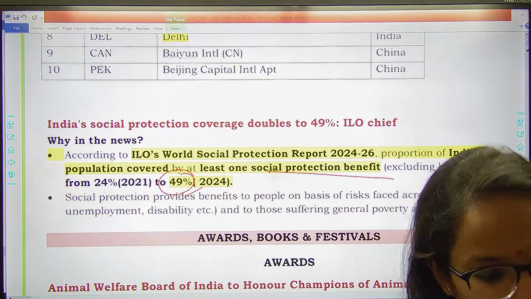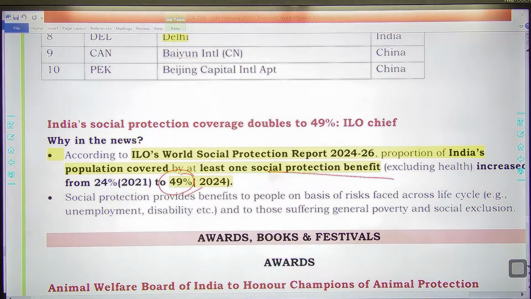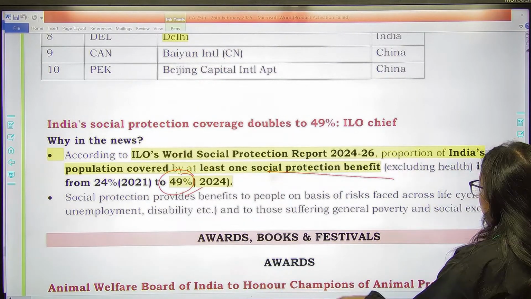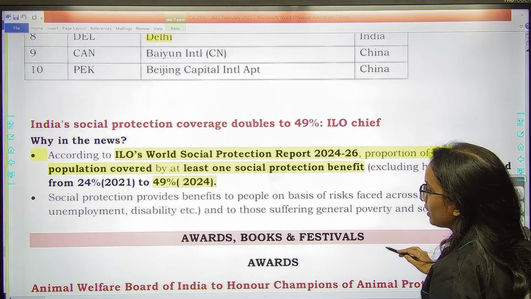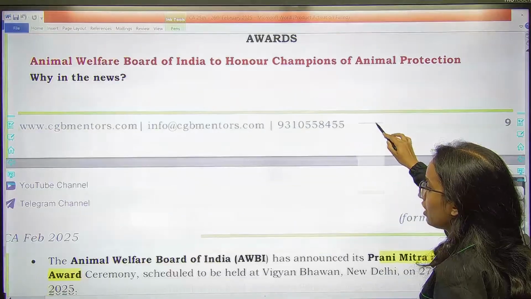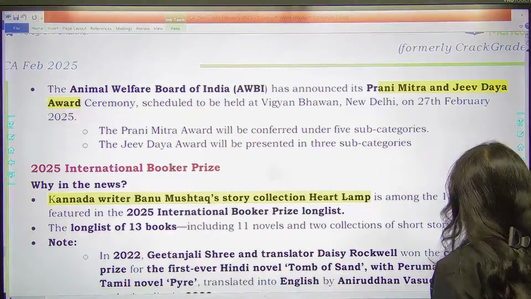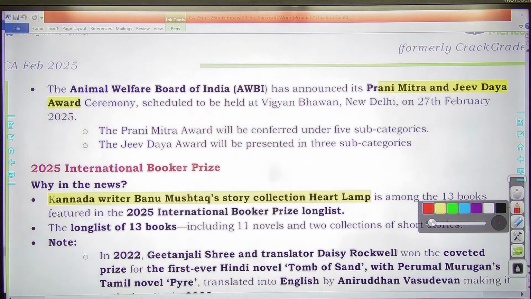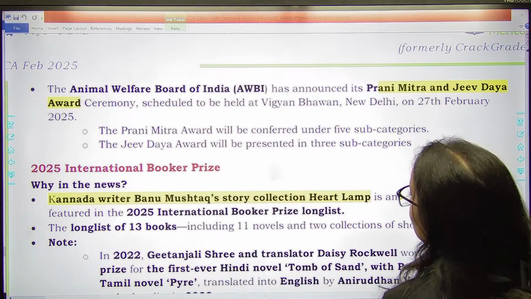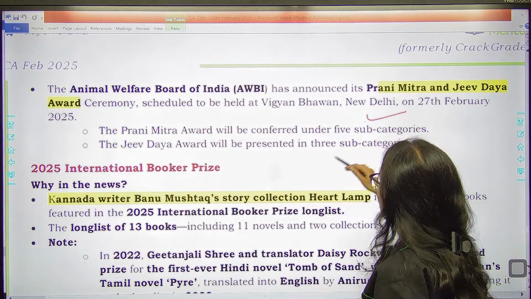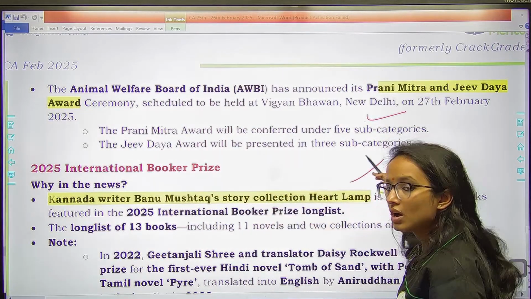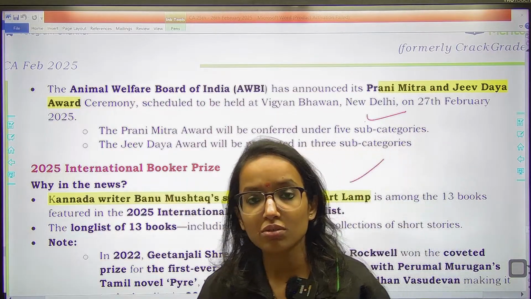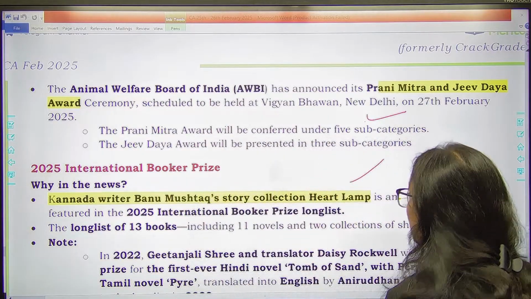So proportion of population covered by at least one of any social protection benefit has increased to 49% in 2024. Awards में you have Animal Welfare Board of India has announced its Prani Mitra and Jeev Daya Award ceremony. Okay, scheduled to be held in Vigyan Bhavan. They will be provided to people who are engaged in animal protection, conservation, etc.